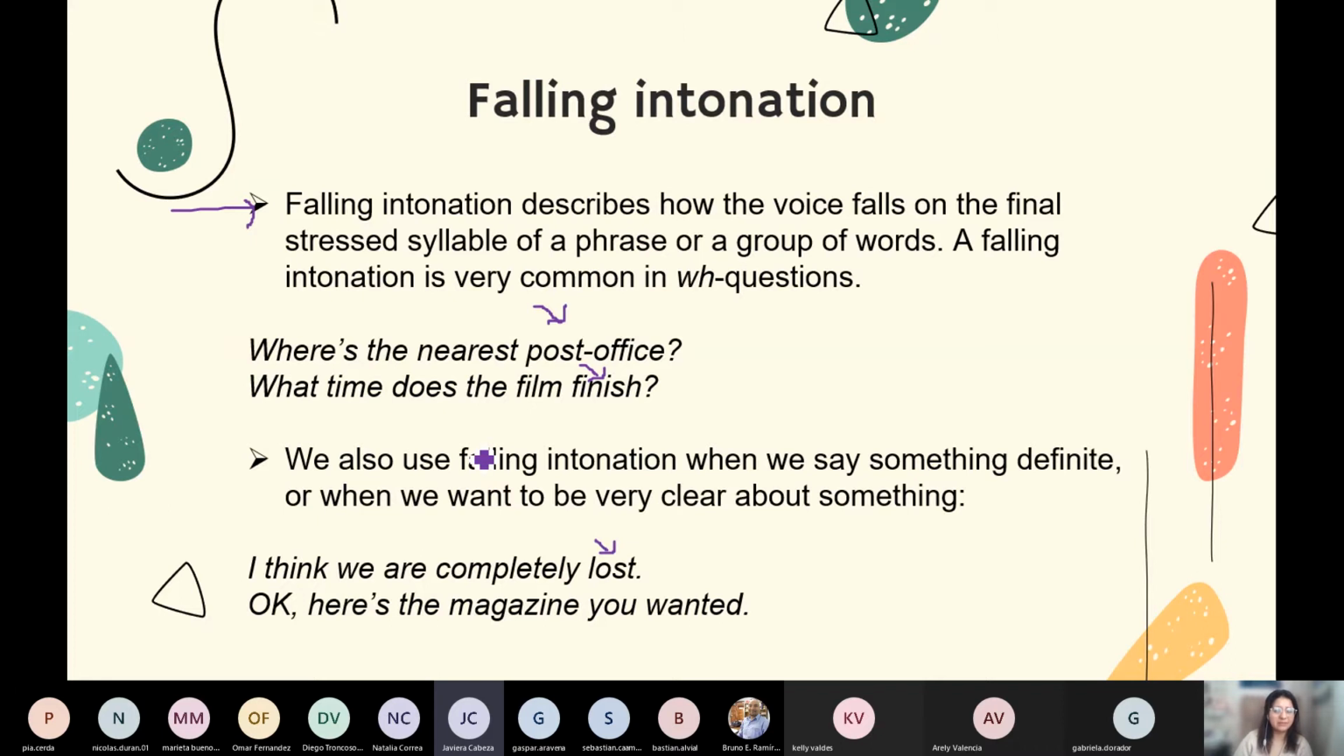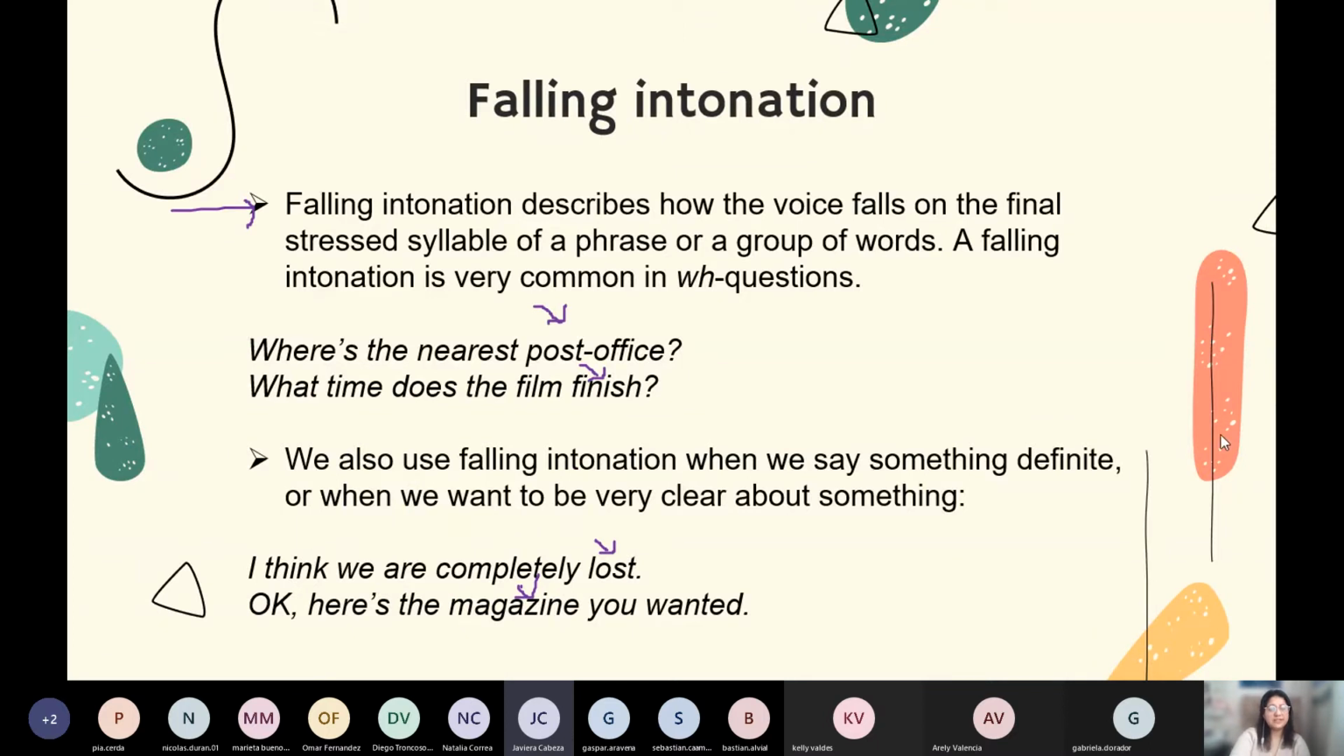And in the second example, it says, okay, here's the magazine you wanted. But in this case, the word magazine is something that we know this person wanted, so it is a falling tone here. Okay, here's the magazine you wanted. It's not, here's the magazine you wanted, it's the magazine you wanted. It's a falling tone.